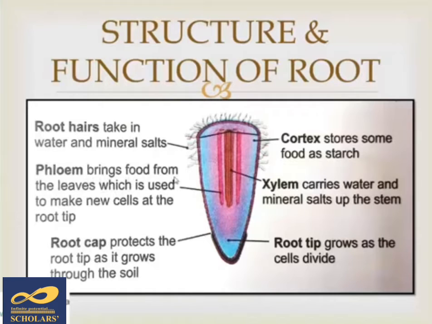Phloem brings food from the leaves which is used to make new cells at the root tip. This is the phloem. Xylem, as you can see in the figure, carries water and mineral salts up the stem. This is the root cap which protects the root tip as it grows through the soil. And this is the root tip which is protected by the root cap. Root tip grows as the cell divides.